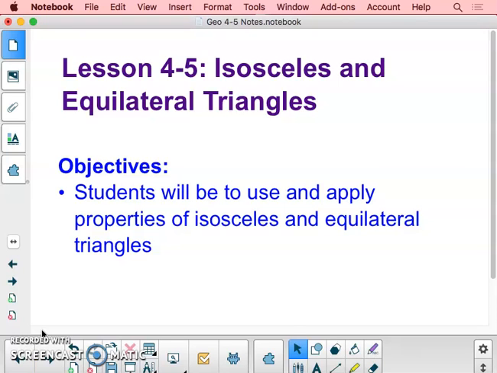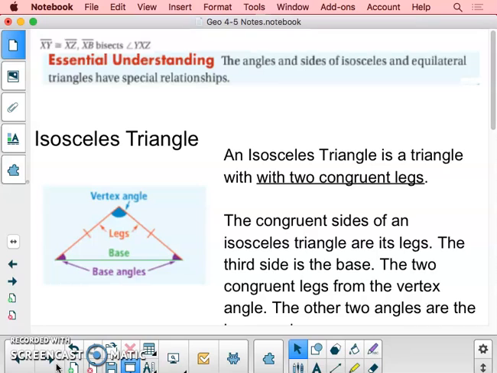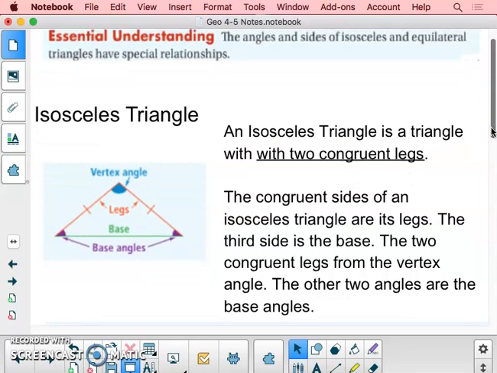So that's lesson 4.5. So 4.4 would be the last of the new types of proofs for now until we get to something special in 4.6. This is not so much about proof. This is more about using congruent angles and congruent sides to decide things. All right, so the first thing it says here is the angles and sides of isosceles triangles have special relationships.